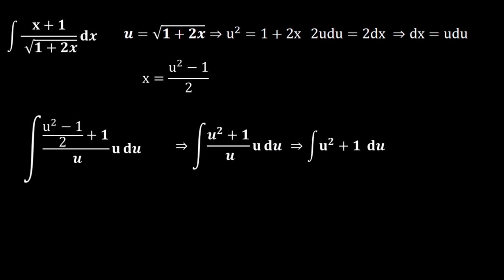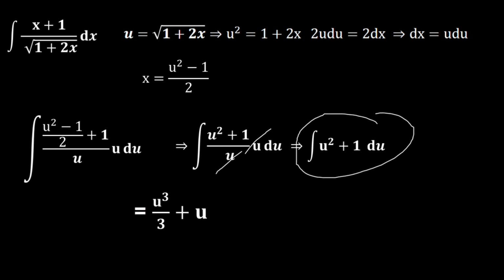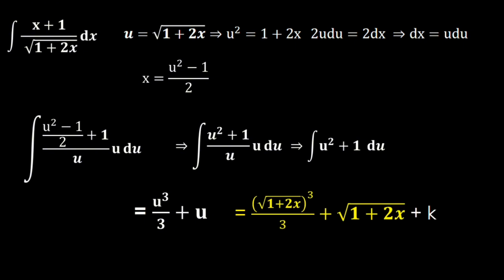Simplifying this, we are going to be having what? (u squared plus 1) all over u, and this will cancel. You are left with u squared plus 1. And integrating this, you are going to have what? u cubed on 3 plus u plus a constant k. Since it's in terms of u, we have to come back in terms of x. Substituting back u here, you are going to have this as the answer.